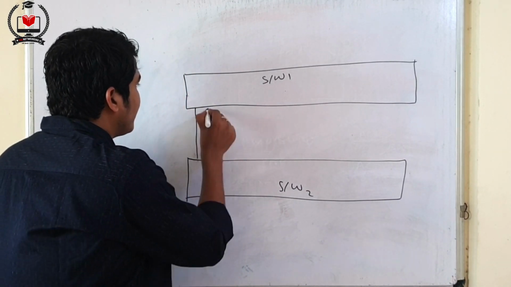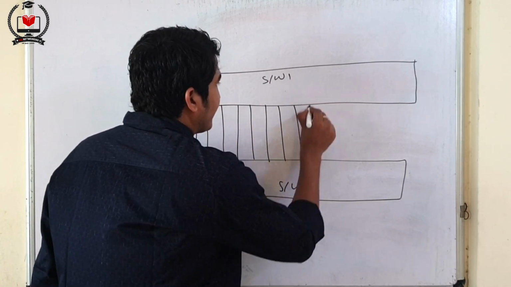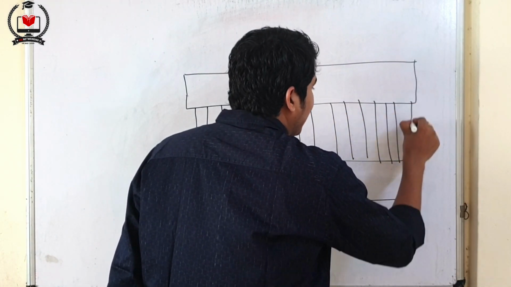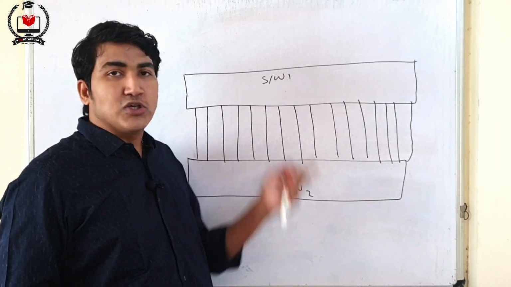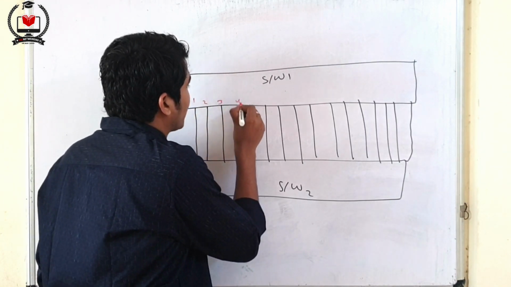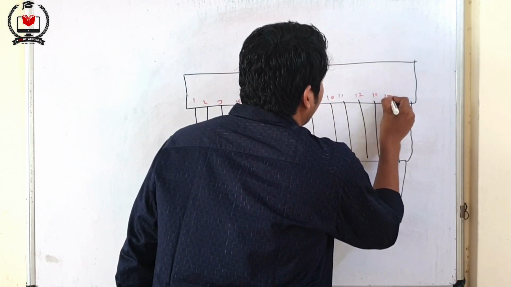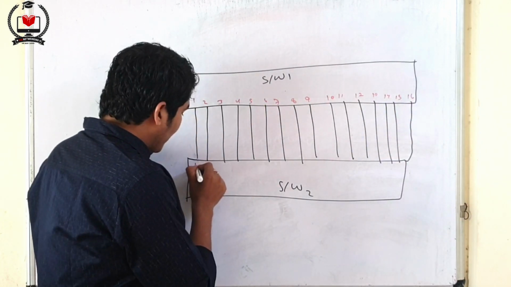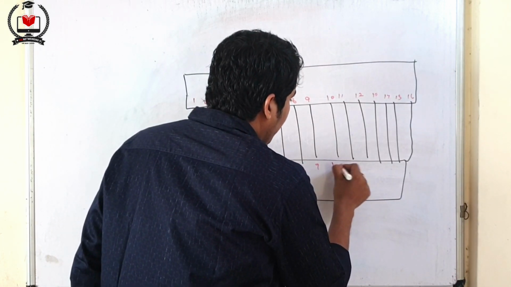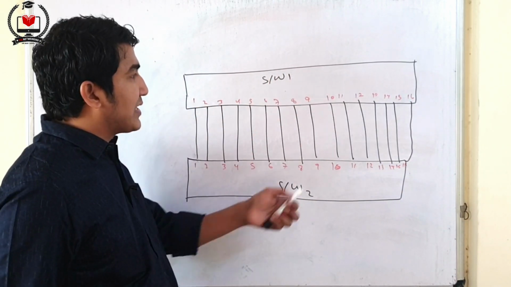Okay, we have suppose 16 links: 1, 2, 3, 4, 5, 6, 7, 8, 9, 10, 11, 12, 13, 14, 15 and 16. We have 16 links between switch 1 and switch 2. Let me give the numbering as well. Suppose this is port number 1, 2, 3, up to 16, and here also ports 1 to 16. Okay, we have 16 links between switch 1 and switch 2.